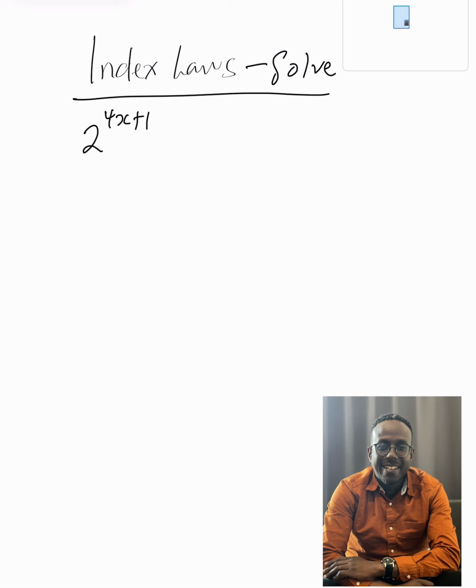is equal to 8 to the power of 3x minus 3. So we are given this equation, and they are telling us to solve. In other words, solve for x. Okay, the question is solve for x. Find x. That's what they want us to do. Find x.